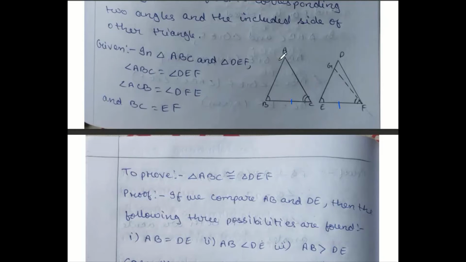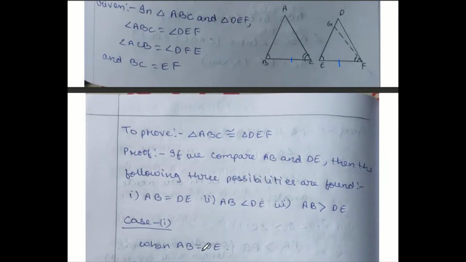Number one, AB can be equal to DE. Number two, AB is smaller than DE. Number three, AB is greater than DE. So we are comparing AB and DE, and three possibilities are found: AB equal to DE, AB smaller than DE, and AB greater than DE.